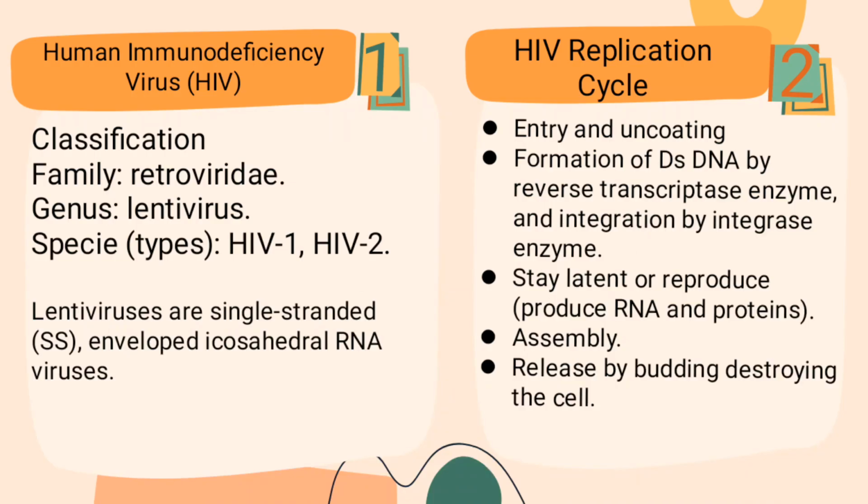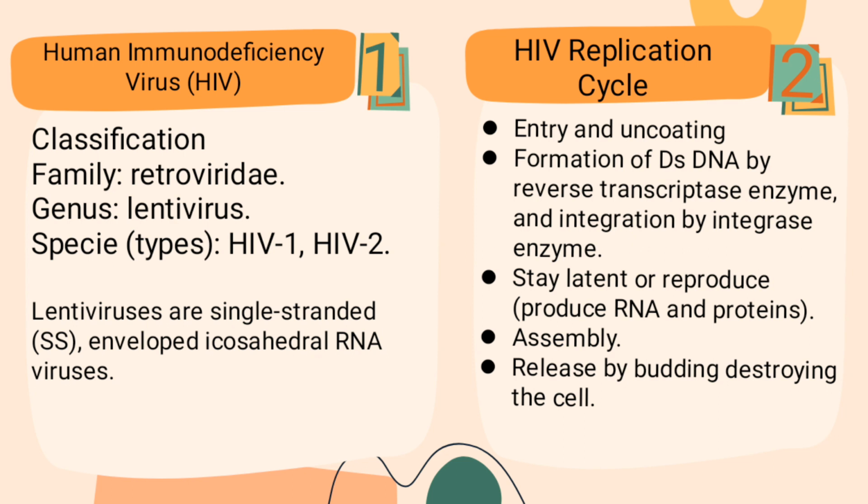For human immunodeficiency virus, or HIV, the classification is, for the family, Retroviridae, genus Lentivirus, and for the species or types, HIV-1 and HIV-2. Lentiviruses are single-stranded, enveloped icosahedral RNA viruses.